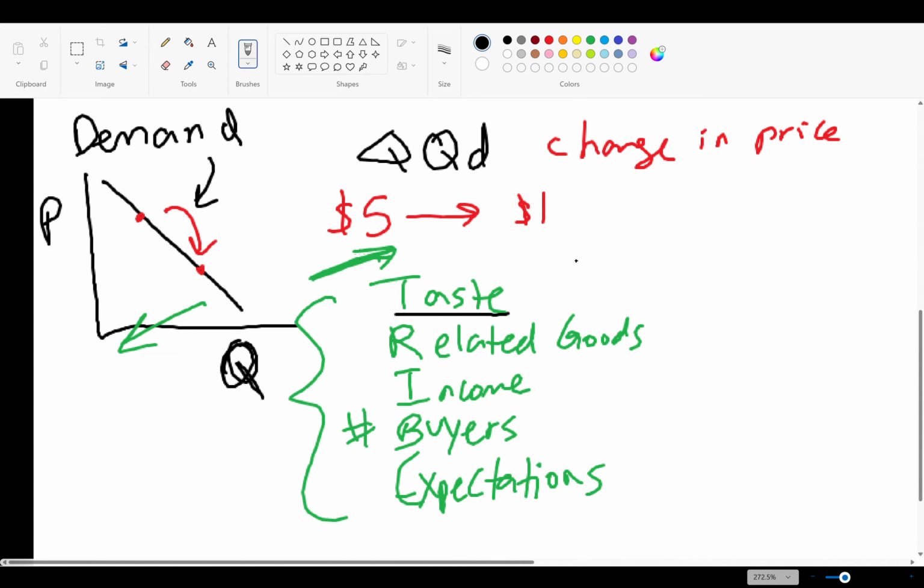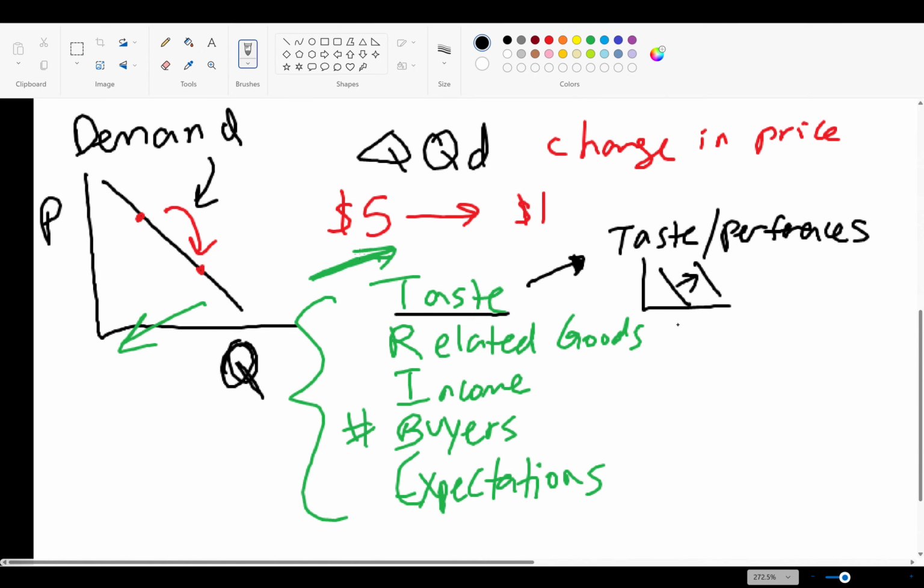So what is taste? Well, if consumers think the taste of your good is better, so they have better taste and preferences for your good, then they're obviously going to buy more of your good. So the demand curve shifts right when they buy more.